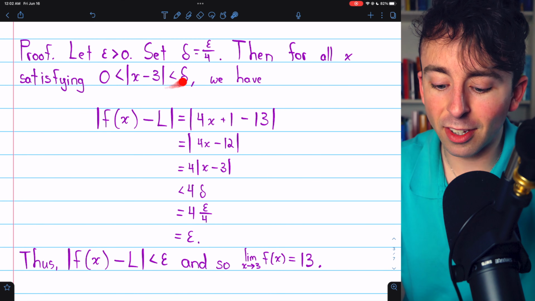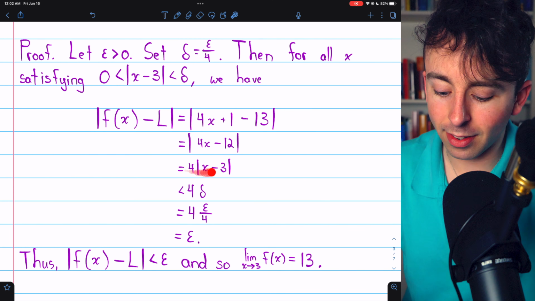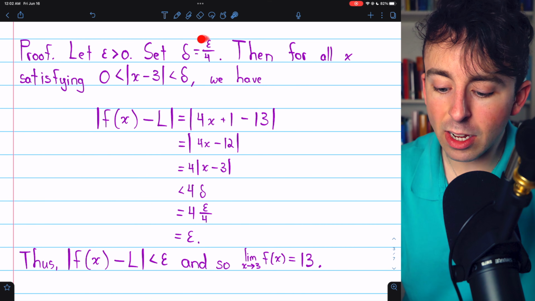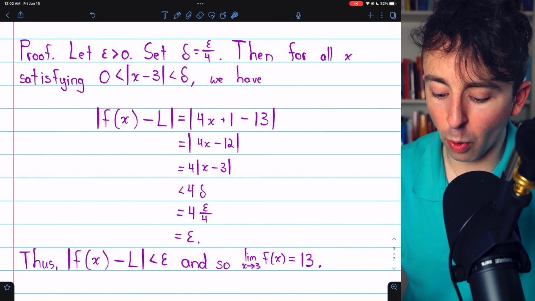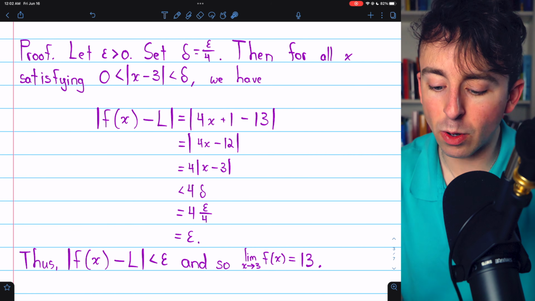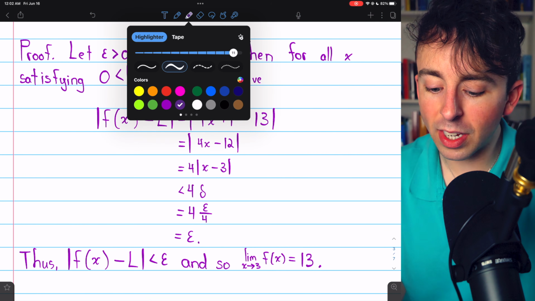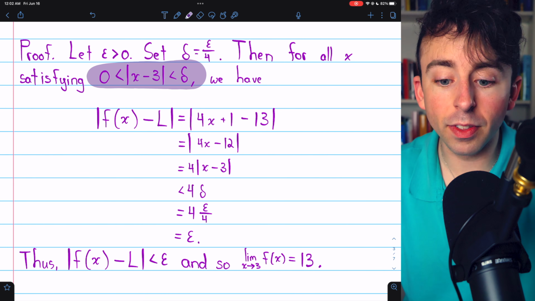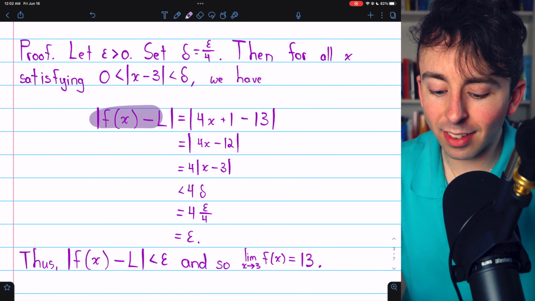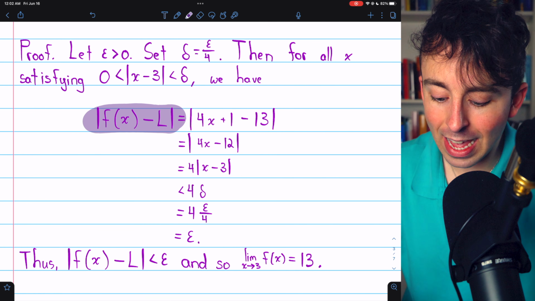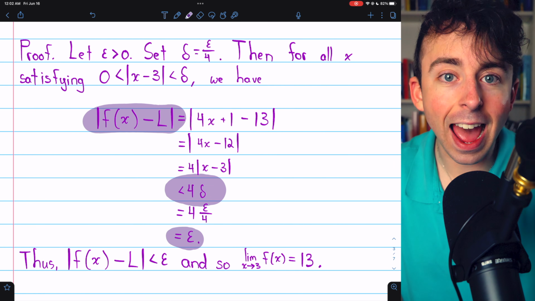So since x is within delta of 3, this is less than 4 delta. But delta is equal to epsilon over 4. So 4 delta is equal to 4 times epsilon over 4, which is equal to epsilon. So what we've done is shown that as long as x is within delta of the limit point 3, the distance between our function and the alleged limit 13 is less than epsilon.